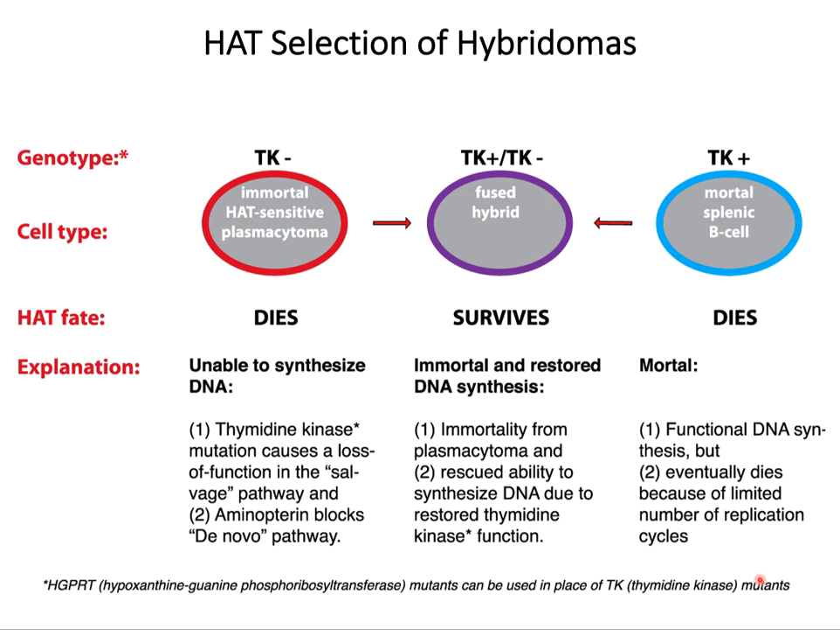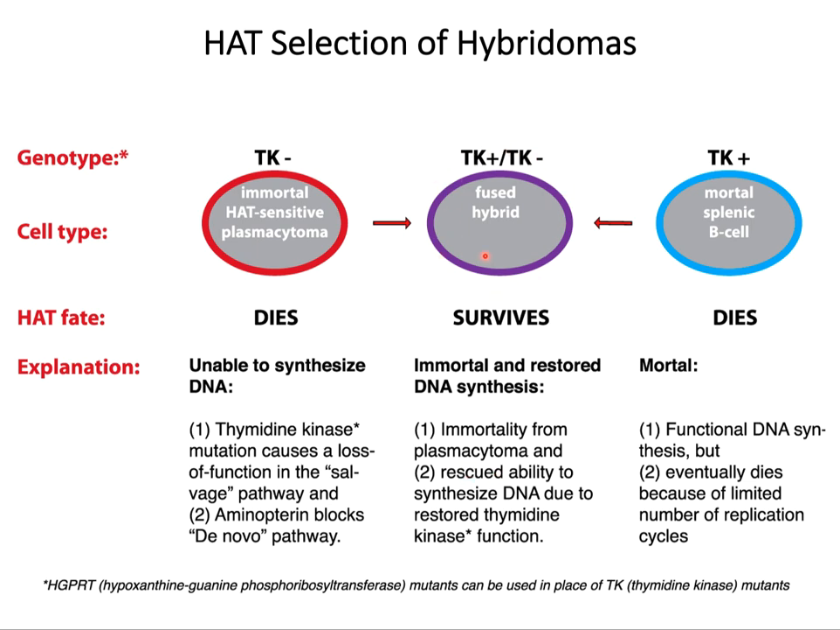And these are the HGPRT and TK. So the two genes that help the cells to use the alternative pathway to bypass the de novo pathway are either HGPRT, hypoxanthine guanine phosphoribosyl transferase, or TK, thymidine kinase. So the mortal splenic B cells are positive for thymidine kinase, they are TK plus, are fused with either TK negative or HGPRT negative myeloma cells, which are referred to as plasmacytoma cells in the middle panel of the figure.